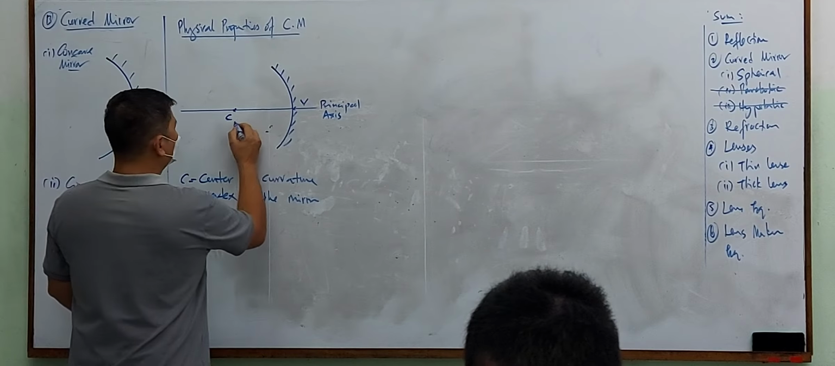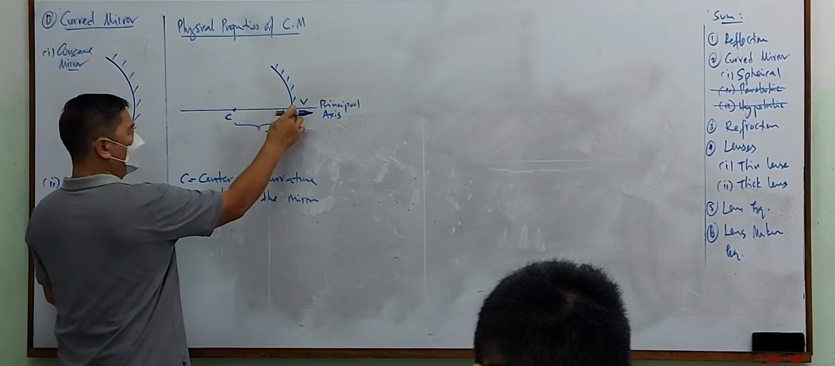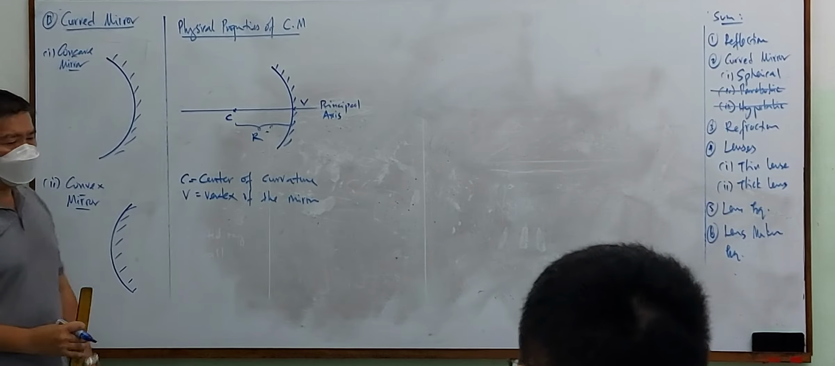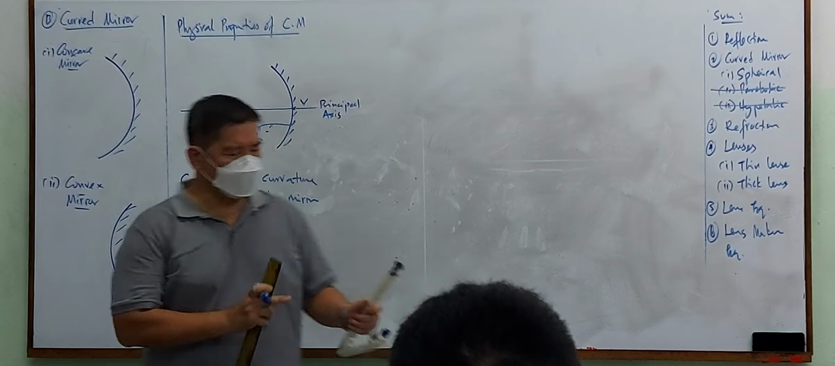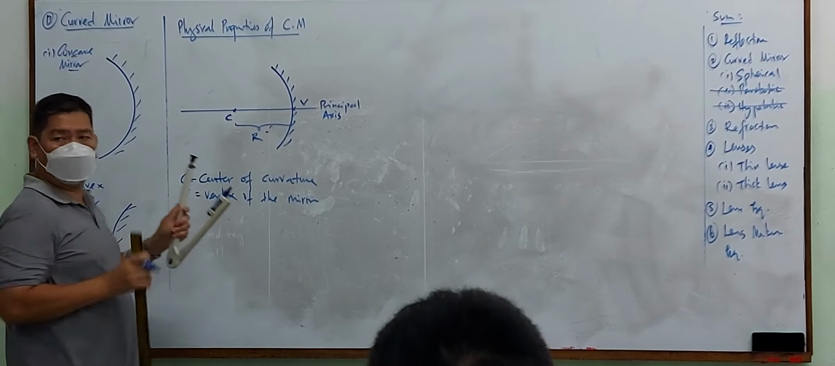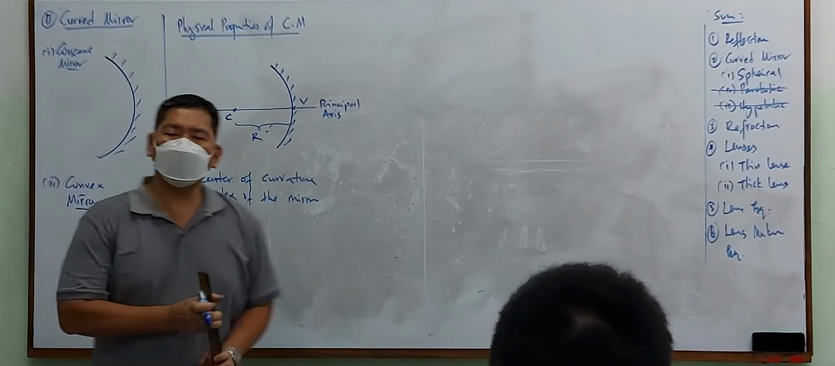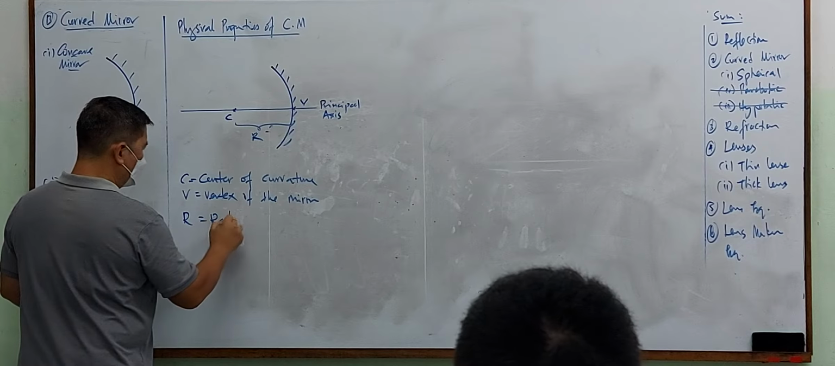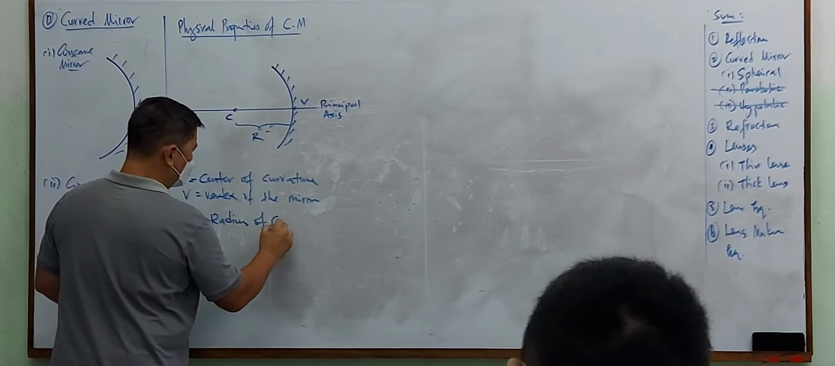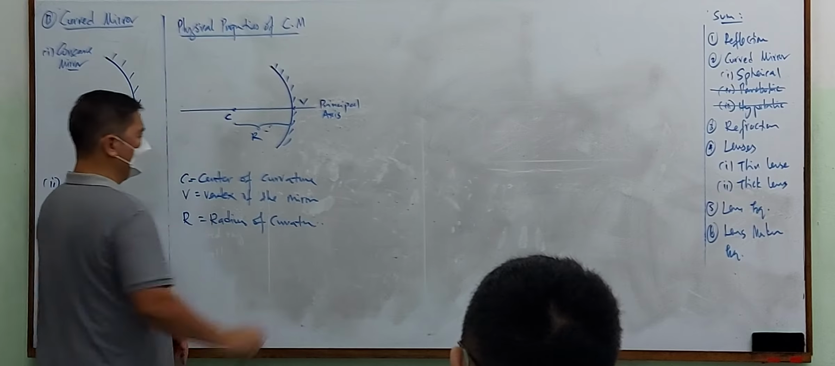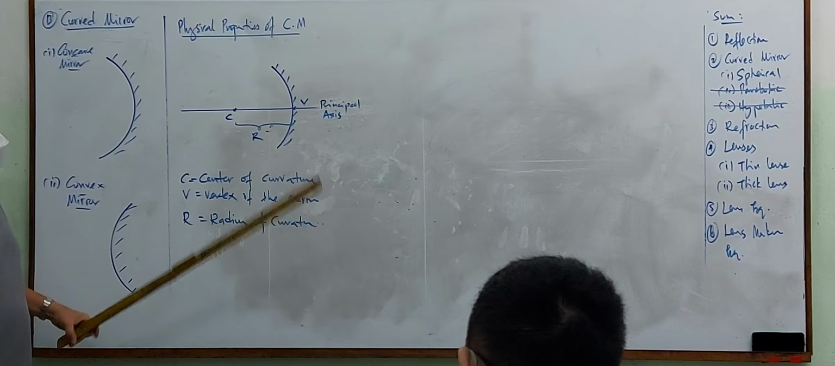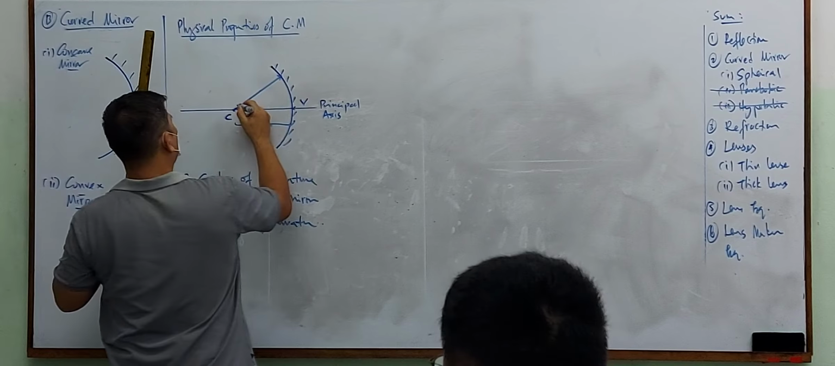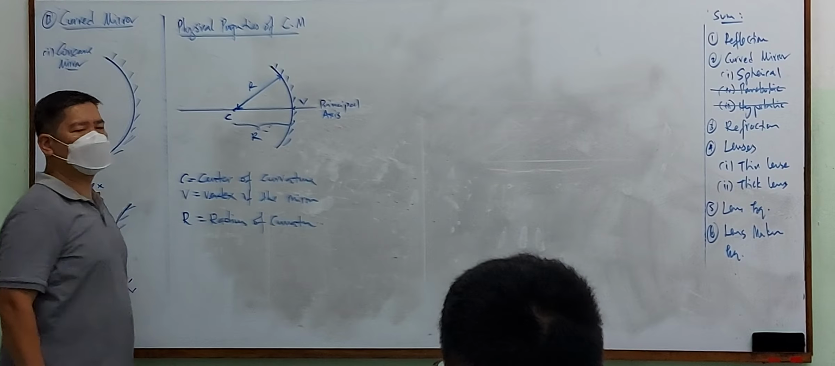Now the distance from here to that vertex V point, this is called R. That is how far the distance between the sharp point of the compass and the pen. Okay? So that is a radius of curvature. Okay? Radius of curvature. Now, radius of curvature, you can also draw somewhere here, like this. This is the radius of curvature.